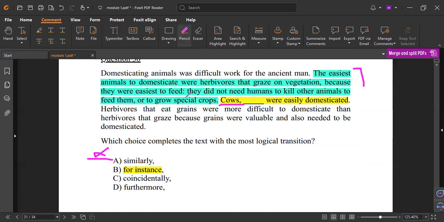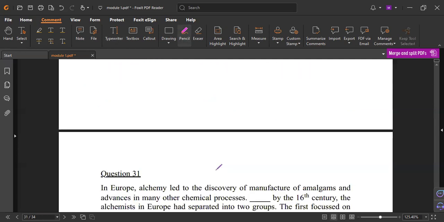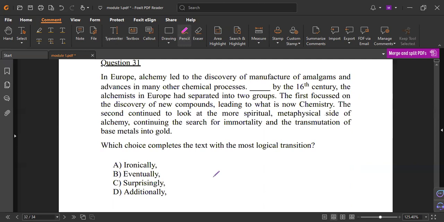For example, examples. Coincidentally means something happened by chance. As you know, something happened by surprise, something you don't expect. And anything you don't expect, it's contrastive. But here it does not make sense. That's why. Now do you remember transition words? Now your job again. 31.